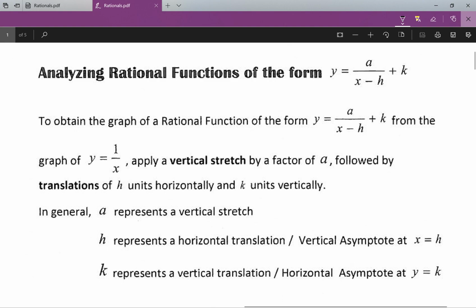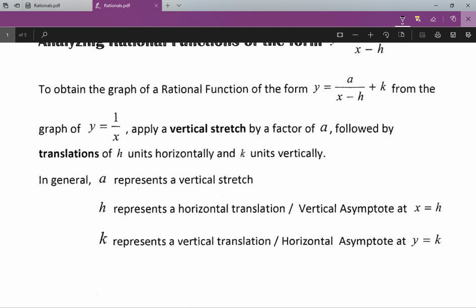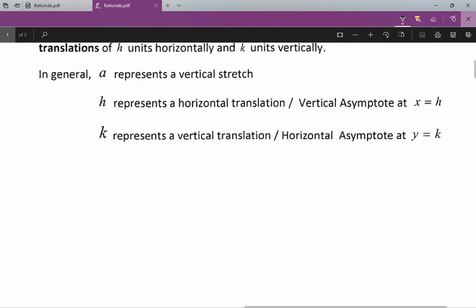So we have that a represents the vertical stretch factor, h represents the horizontal translation, rather there's a vertical asymptote at x equals h, and k represents the vertical translation. There's what we call a horizontal asymptote at y equals k. When we're transforming these graphs, what we're most likely going to be doing is looking at my vertical and my horizontal asymptote, moving those, and then after we've moved those, we can fill the rest of the graph in, as you will see in a bit.